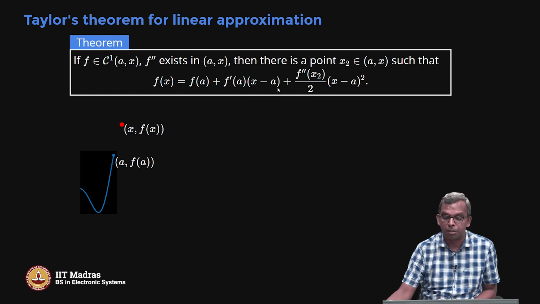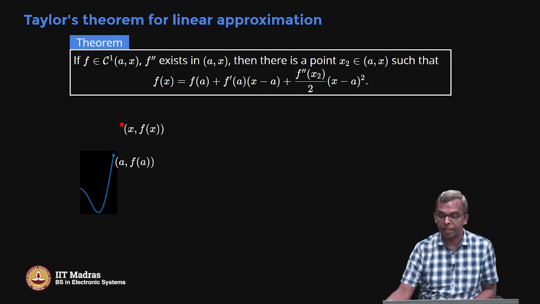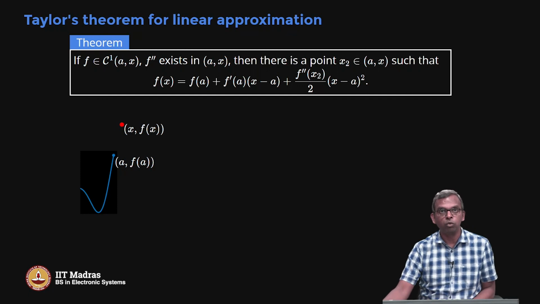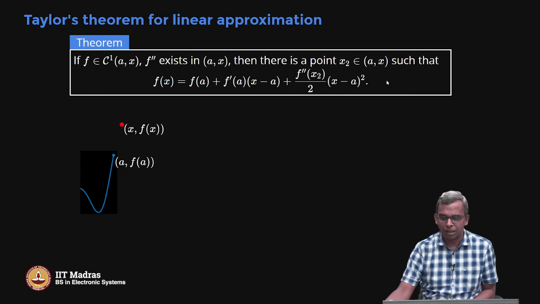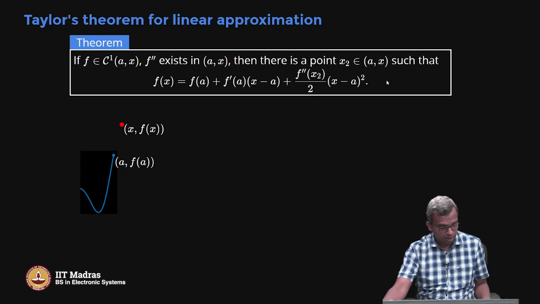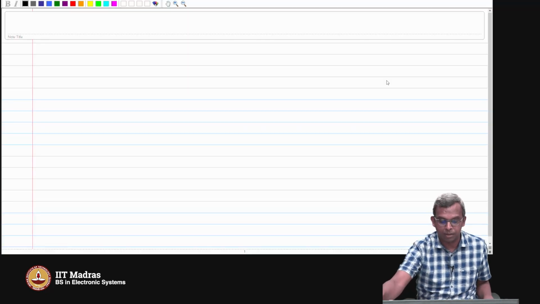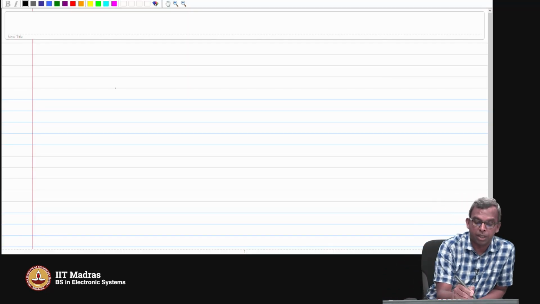f prime of a times (x minus a) plus f double prime of x2 by 2 times (x minus a) whole square. So this is sort of like the mean value theorem. You might ask why I am calling it the mean value theorem, so let me just write this out. What is the mean value theorem?